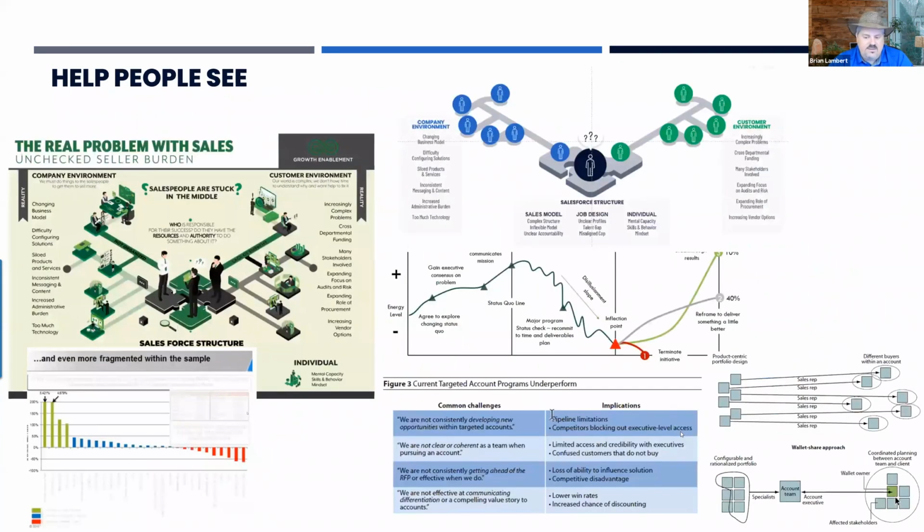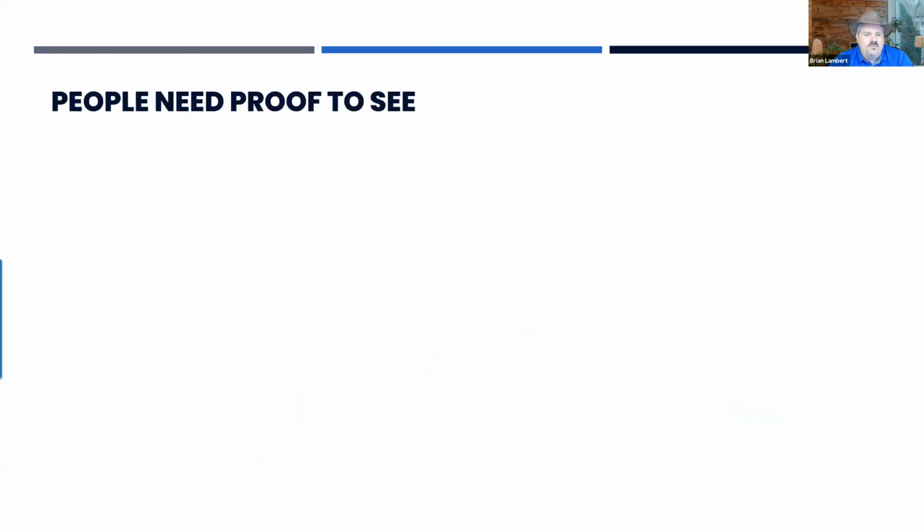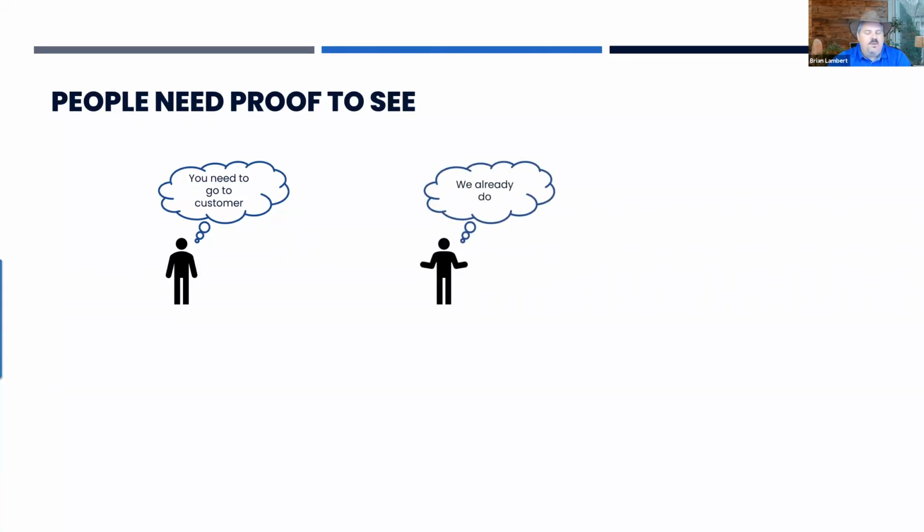And so he shared these different examples of C slides. Some are analytical, some are conceptual, some are emotive, kind of hitting everybody from different angles. And each of these C slides provides the proof that people need in order to see. And it's interesting what happens when I don't provide proof. I say something like, oh, you should just go to customer. They're like, well, you already do. No, you don't. You're not going to customer.